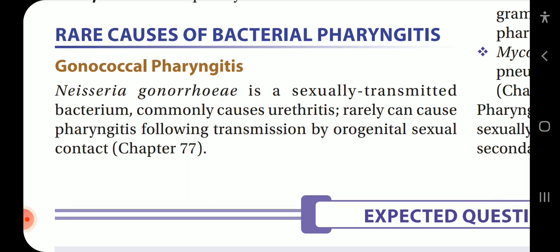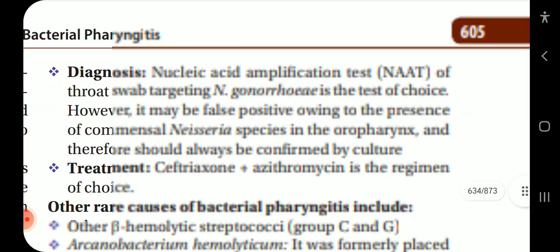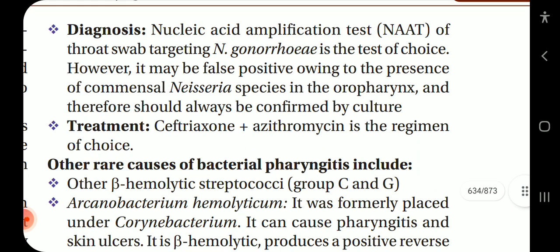Neisseria gonorrhoeae is a sexually transmitted bacterium. It commonly causes urethritis. Rarely it can cause pharyngitis following transmission by orogenital sexual contact. Diagnosis: nucleic acid amplification test on the throat swab targeting Neisseria gonorrhoeae is the test of choice. However, it may be false positive owing to the presence of commensal Neisseria species in the oropharynx and therefore should always be confirmed by culture. Treatment: ceftriaxone plus azithromycin is the regimen of choice.